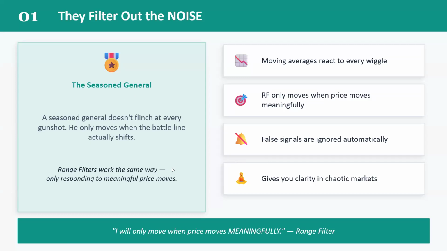Like a seasoned general doesn't flinch at every gunshot. Here, range filters work the same way, only responding to meaningful price moves. You can ask me, why?